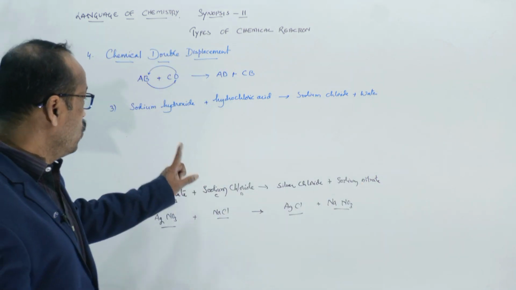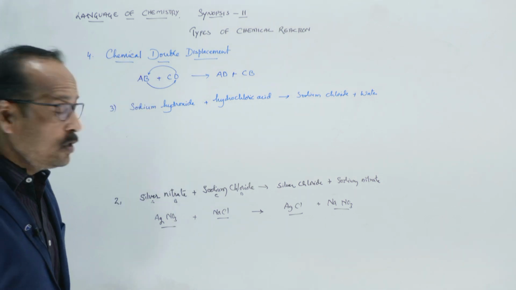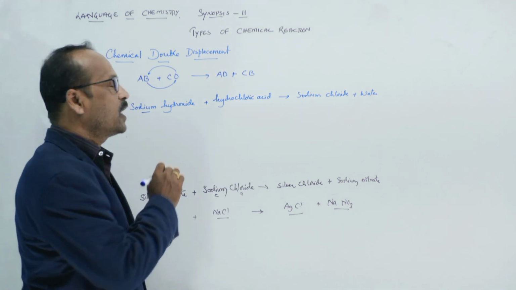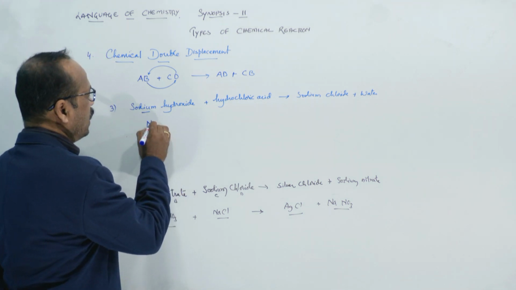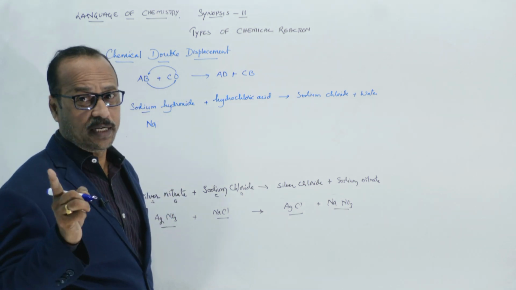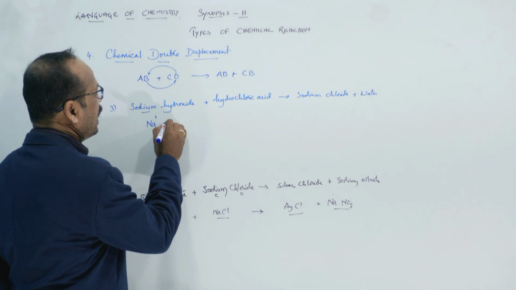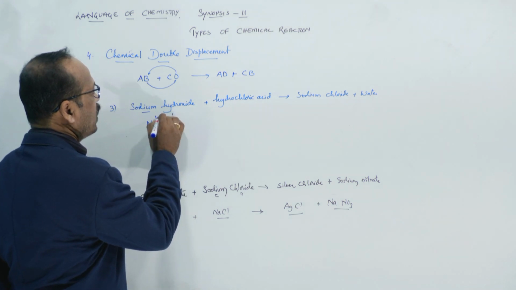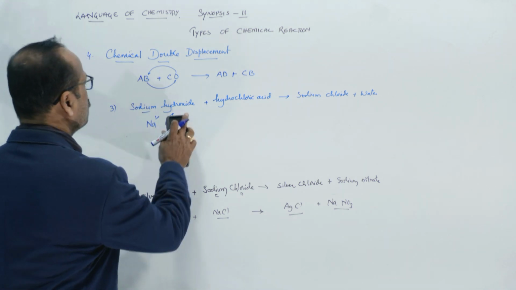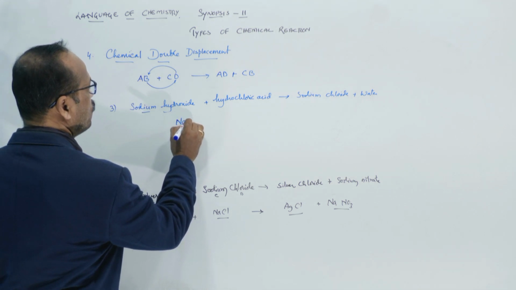Now let us see how it is a double displacement reaction. So see students here, sodium. What is the symbol of sodium? Na. Very good. What is the formula of hydroxide? The polyatomic ions we studied. Hydroxide is OH. Very good. So sodium valency 1, hydroxide valency is 1. So 1 cancel. So formula becomes NaOH.